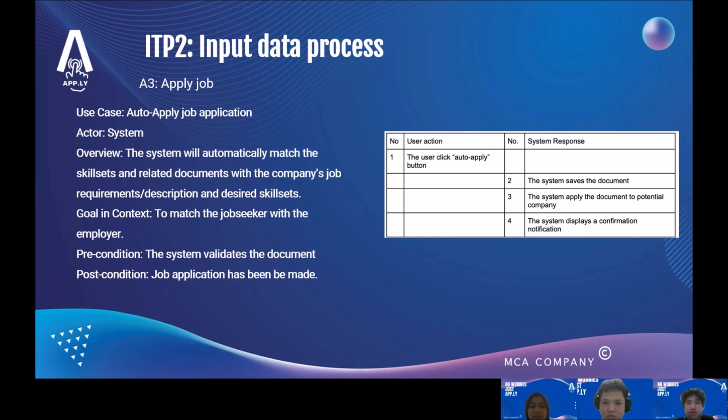User action: the user clicks the auto apply button. And then the system responds: the system saves the document. And then the system responds: the system will apply the document to potential companies. And then the system will respond: the system displays a confirmation notification.